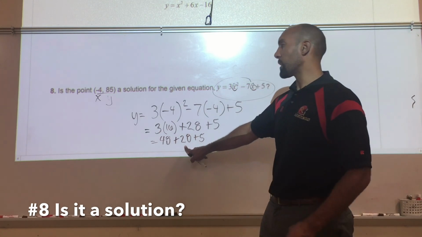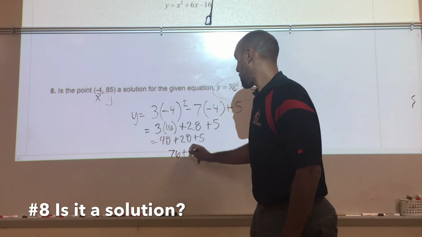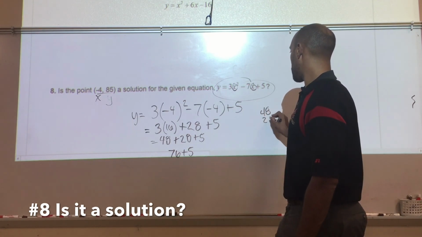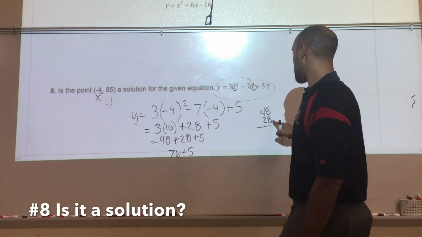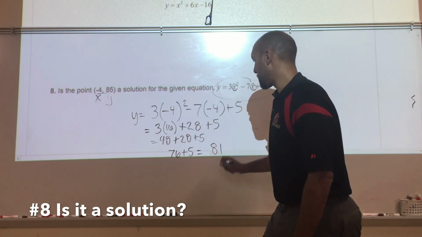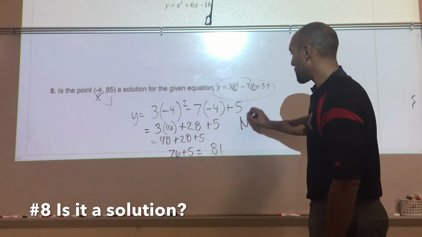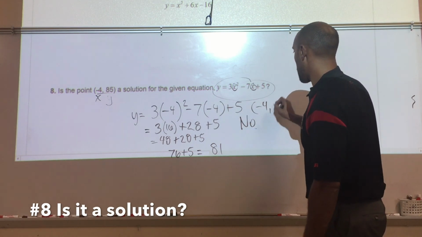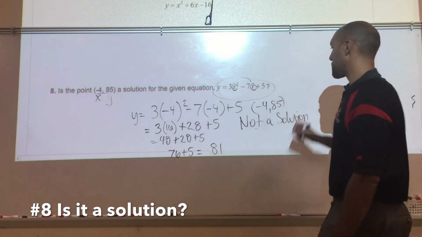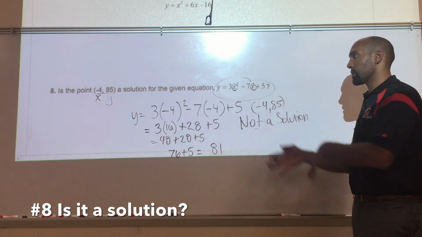Then 48 plus 28, well that's 60 plus 16, so that's 76, plus 5. Let me just double check that. Let's see, 48 plus 28, 60 plus 16, yep, 76, plus 5 equals 81. Uh-oh, it's supposed to be 85. So what that means is that it is not. So that -4, 85 is not a solution. And that's all that means. Now if I plugged it in and I actually got 85, then yes, it is a solution, but it's not.